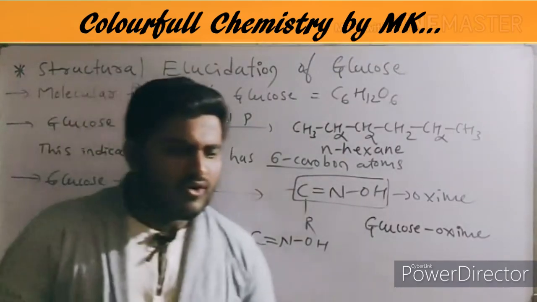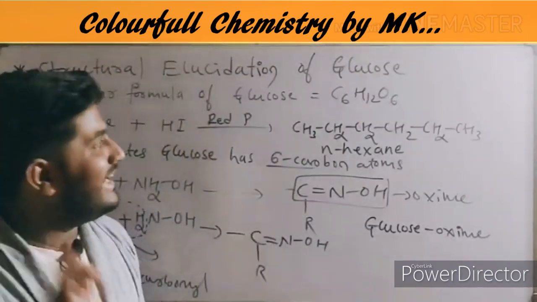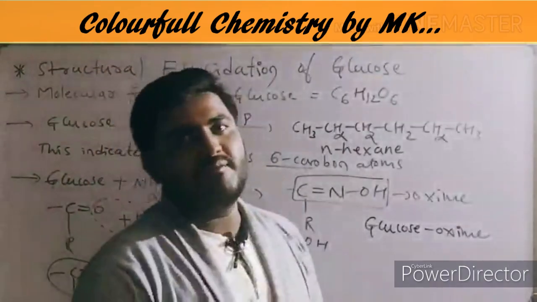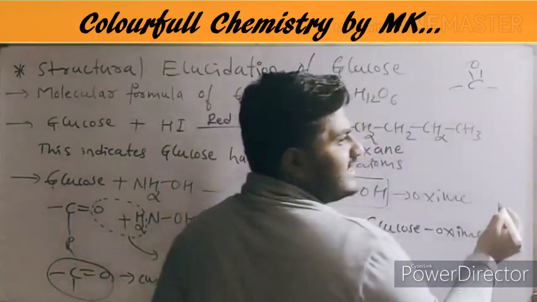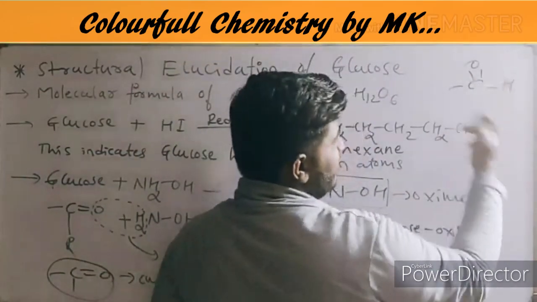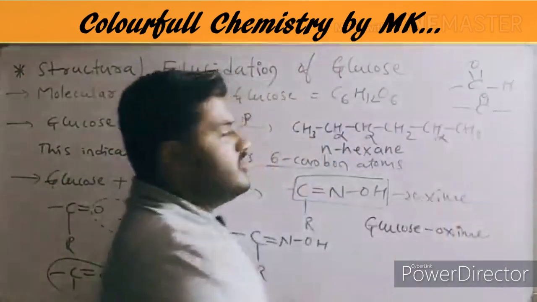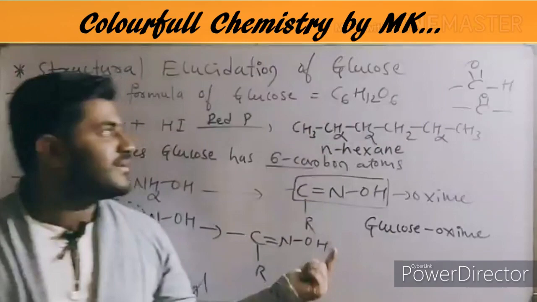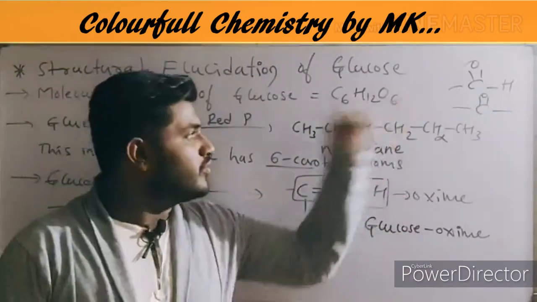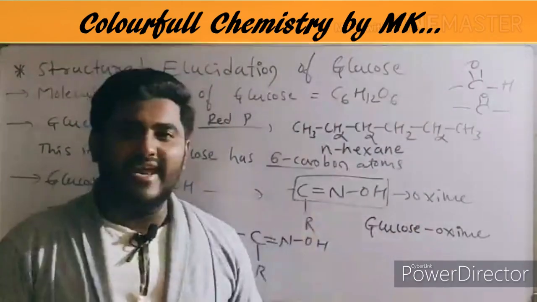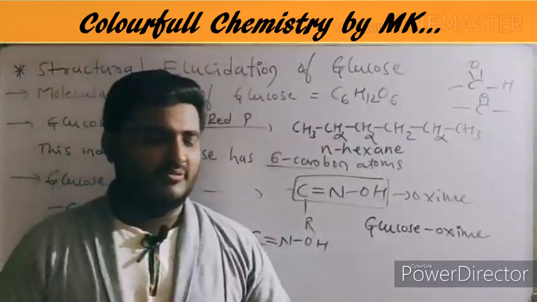At this stage, we only know glucose has a carbonyl group, but that carbonyl group may be an aldehyde or a ketone. Look here, this is your carbonyl group. If you add H here, this is an aldehyde. Only this much means it is a ketone. So which carbonyl group is present, we do not know at this stage. For further study, we have to see some other reaction to know whether it is an aldehyde carbonyl group or a ketonic carbonyl group.